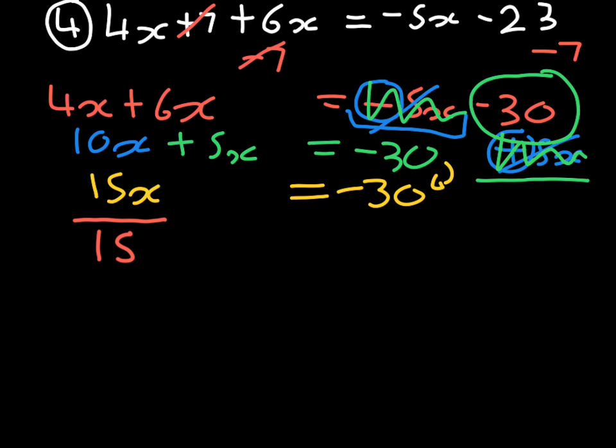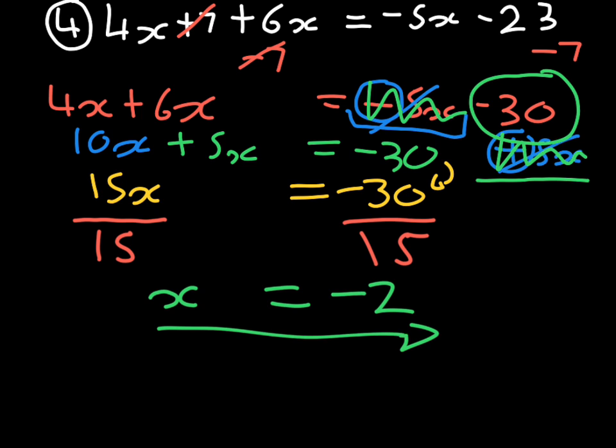And whatever we do to the one side, we do to the other. So we divide there by 15 as well. So 15x divided by 15 will simply give us x. And negative 30 divided by 15 gives us minus 2. And that is our final answer for question number 4.